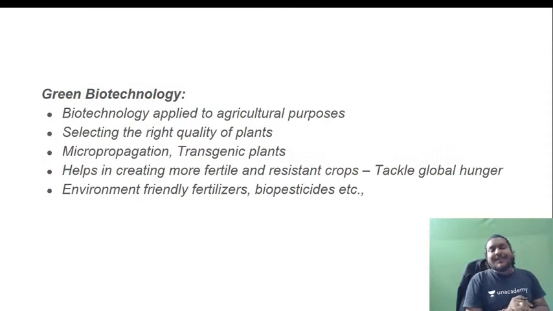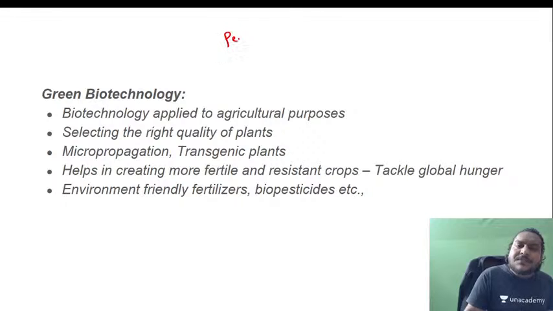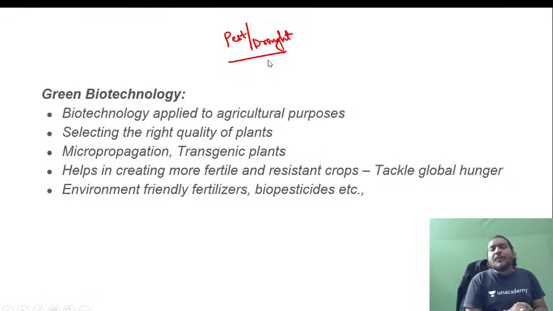Then we have the next one called green biotechnology. Green, greenery, it's nothing but agriculture purpose. The biggest problem that the farmers in India are facing is agriculture affected by pests and agriculture affected by drought, isn't it?